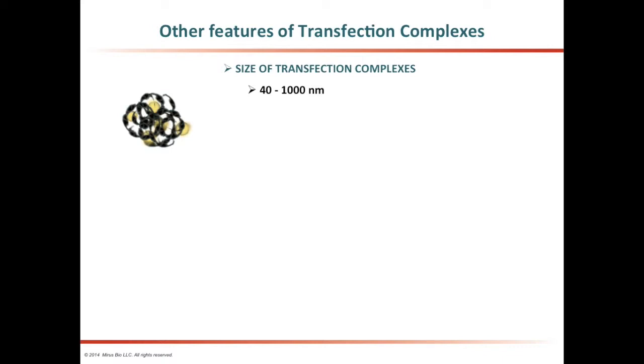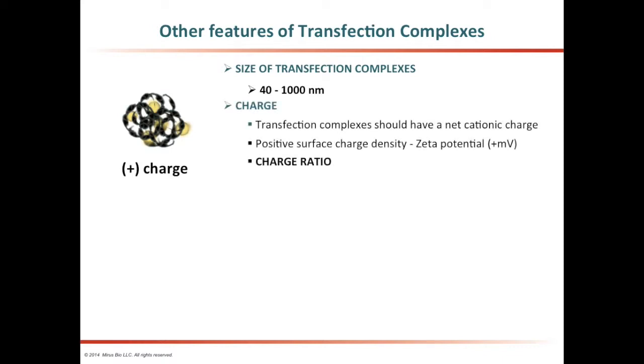Another key parameter impacting transfection efficiency is the overall charge of the transfection complexes. As I've already mentioned, regardless of formulation, the transfection complexes typically need to bear a net positive charge. But it is also important that this positive charge is exposed at the surface of the complex, where it is available to interact with the cellular membrane. This charge density is referred to as zeta potential.